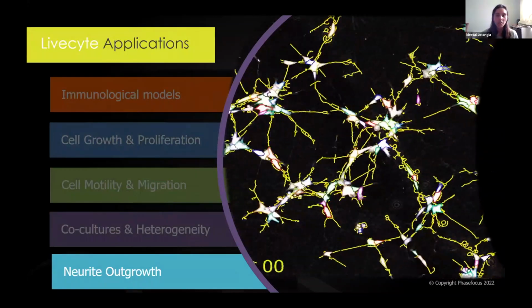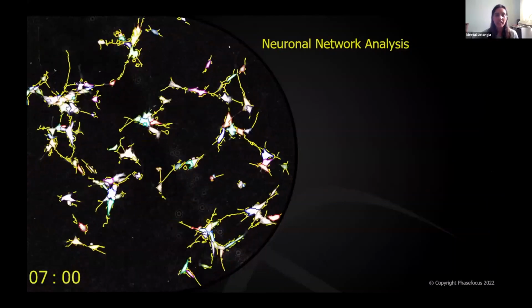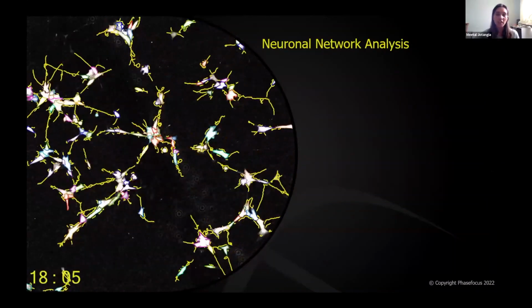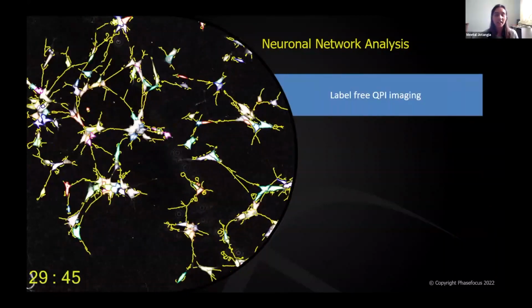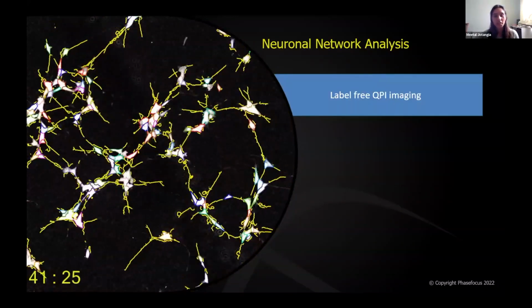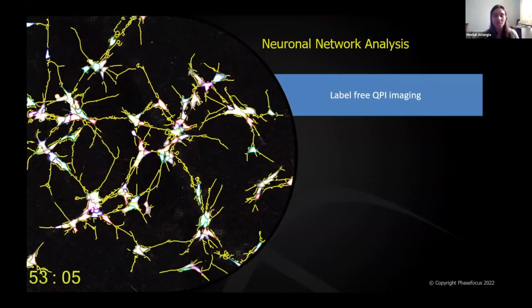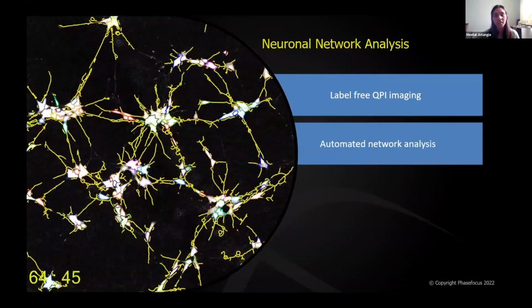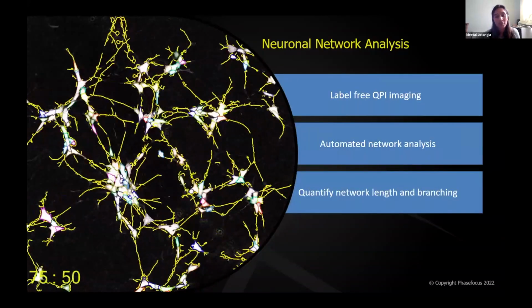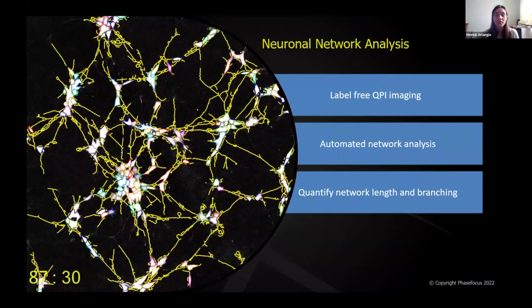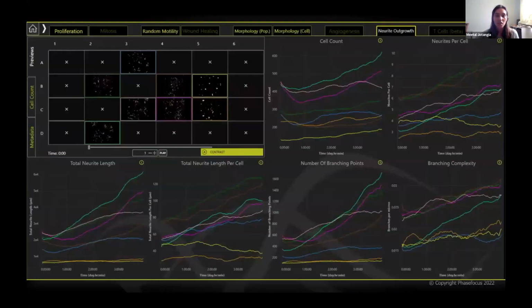Yeah, so just quickly going through one of our newer applications. Essentially, you can see from the image, we can measure network analysis through our label-free QPI imaging. So instead of having to use fluorescence, which might perturb your cells, you can actually analyze your network automatically with just label-free imaging, and gain lots of different metrics, which I can show you on the next slide. So again, everything's compiled onto a neurite outgrowth dashboard, and this allows you to look at branching complexity and the total length of your network, and various other things which can all be exported.